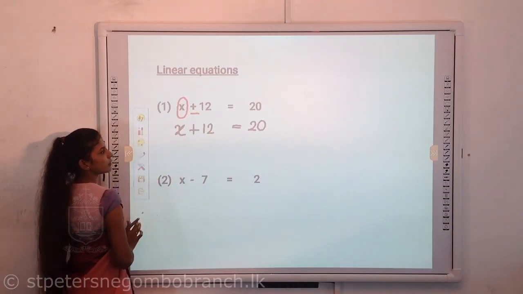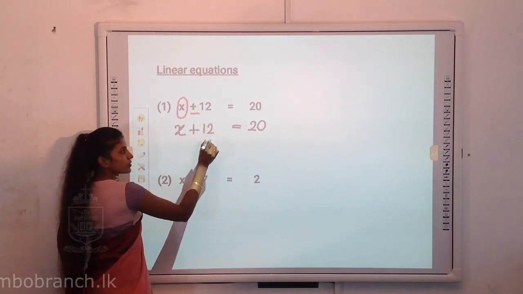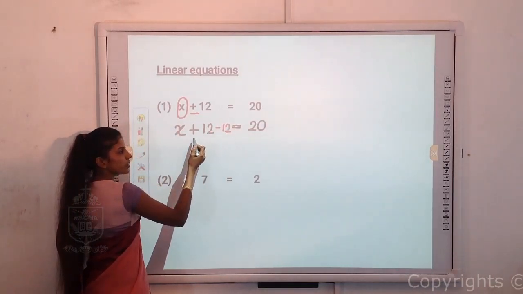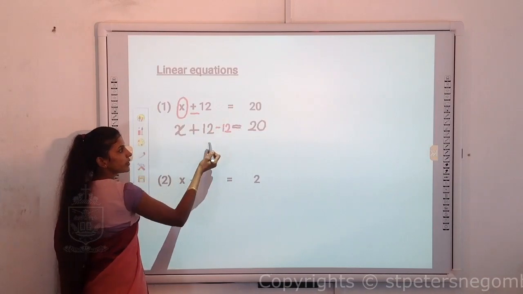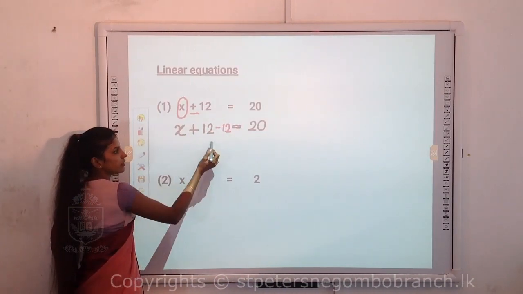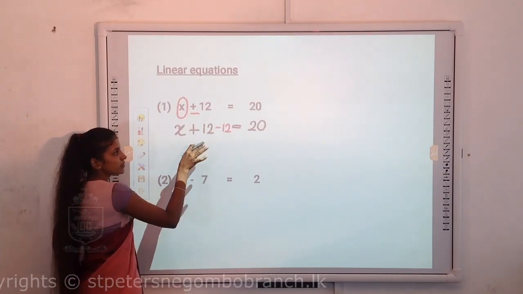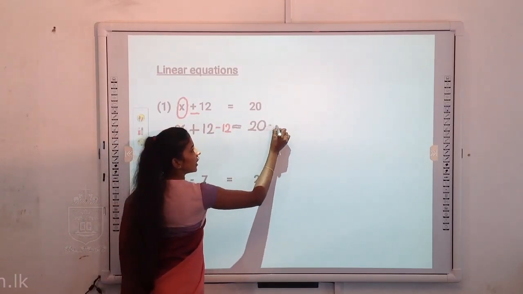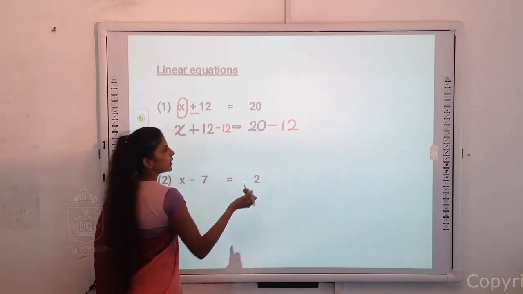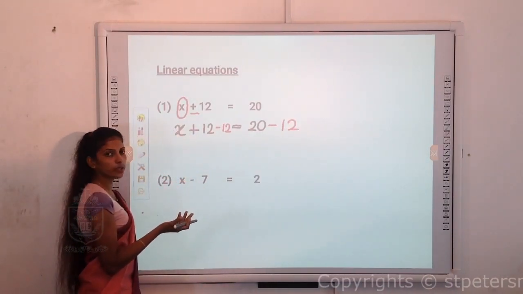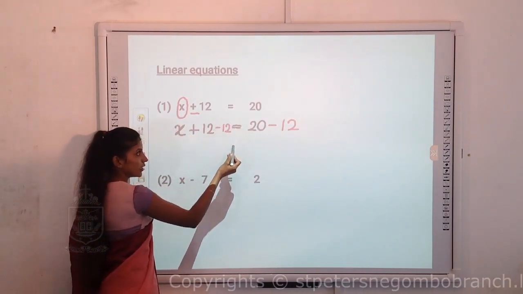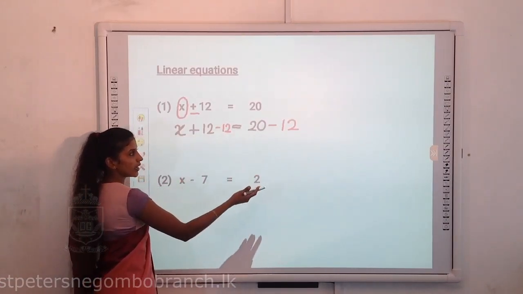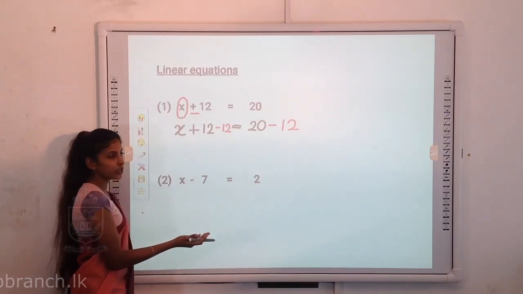How can we cancel 12? Plus 12, so the opposite of plus 12 is minus 12. If you subtract 12, this 12 and 12 cancel and only x will remain on the left side. Since this is an equation, in order to maintain the equal mark, we have to do the same change to the other side as well. In order to maintain the equal mark, you always have to do the same change for both sides, the left side and the right side of the equation.